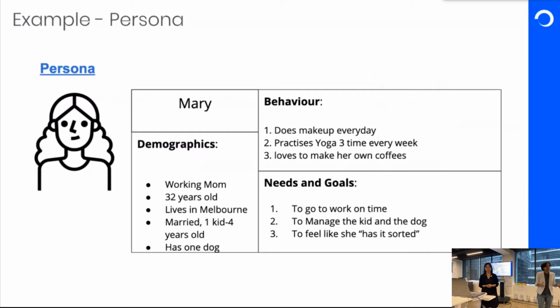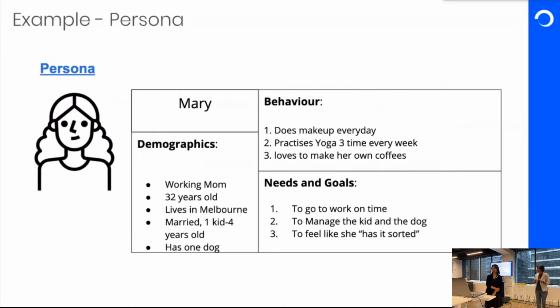As I mentioned, the first step is to understand who this persona is. Once you understand the persona, that's when you can figure out what tasks they would do to get ready and go to work. So this persona, Mary, is a working mother, 32 years old, with a kid and a dog as well. This is just her demographic. Her behavior: she wears makeup, she practices yoga 3 times every week, and she loves her own coffee. So these are 3 behaviors.